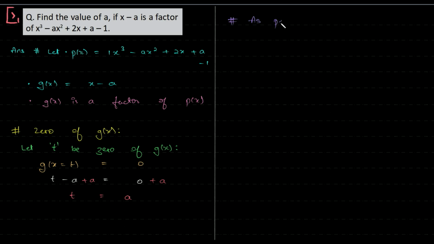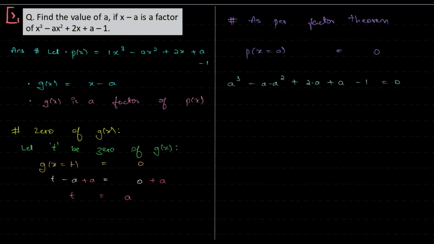That is, as per the factor theorem, p of a should also be equal to 0, is it not? Because g of x is a factor of p of x. So if I substitute whatever is the 0 of g of x, the output also should be equal to 0. Make sense? All we have to do is in place of x substitute a. So a cube minus a into a square plus 2 into a plus a minus 1 equal to 0.